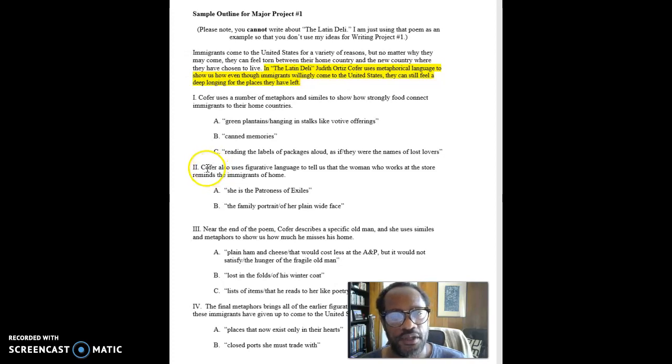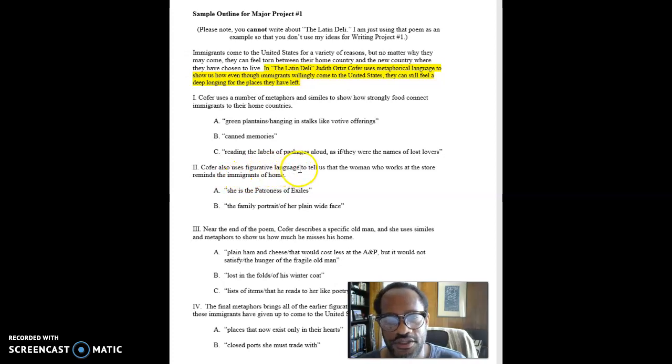So I say, in number 2, Cofer uses figurative language to tell us that the woman who works at the store reminds the immigrants of home. Okay? That woman, she's not about food, right? So she gets her own paragraph. So let's talk about she is the patroness of exiles. We talked about that as a metaphor, right? We talk about the family portrait of her plain wide face. Again, we talked about that as a metaphor. So we talk about how the woman is going to remind them of home.